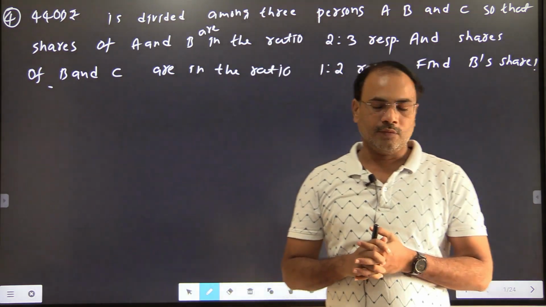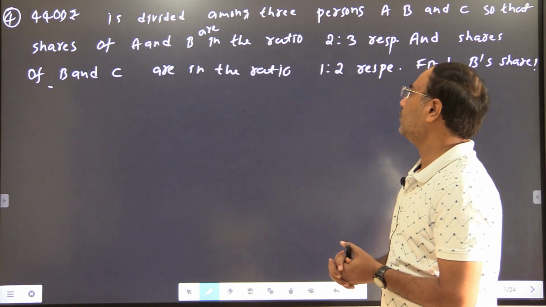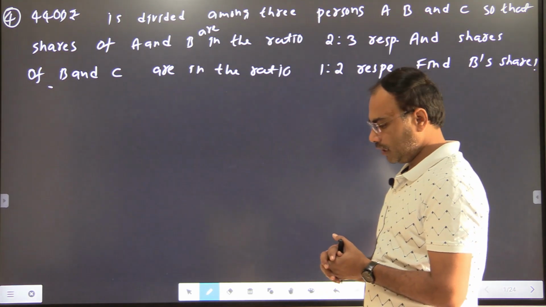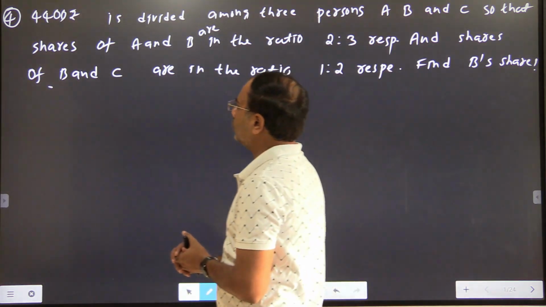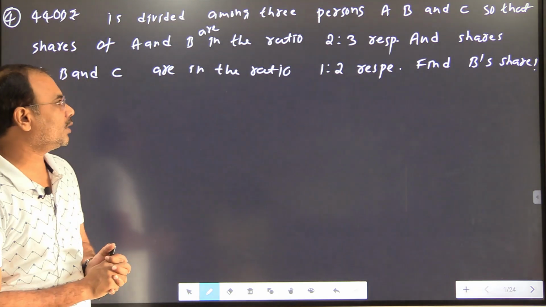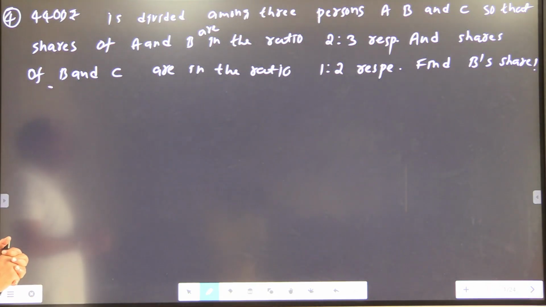So we have to divide 4,400 rupees among 3 persons A, B and C. The shares of A and B are in the ratio 2 is to 3. The shares of B and C are in the ratio 1 is to 2. So here we have the shares of ABC individually. First we have the ratio between the shares of A and B, that is 2 is to 3, and the ratio between the shares of B and C, that is 1 is to 2.